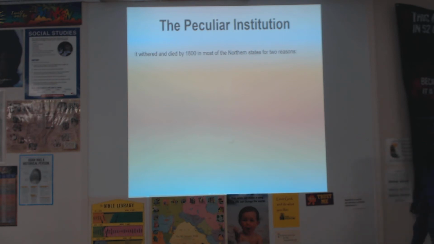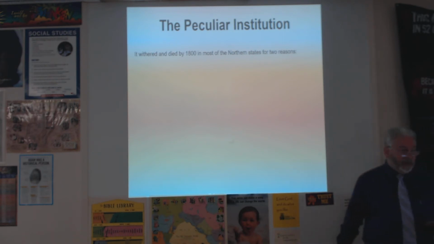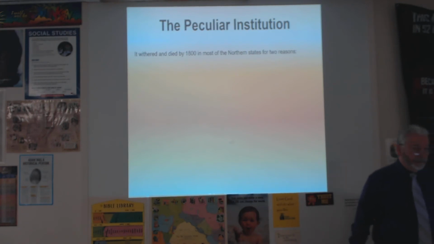Well, let me ask you, why do you think slavery withered and died in the northern states by 1800? What's the reason for that? Any ideas? Caleb? They didn't have plantations with farms. But they had farms, right? Yeah, just not as big, and they didn't produce cotton. Okay. So they weren't as big. So if you don't have large farms, it's not really conducive to having slaves. It's not as profitable a thing to do.